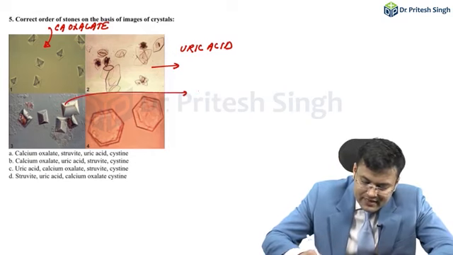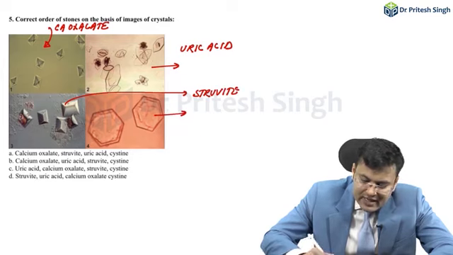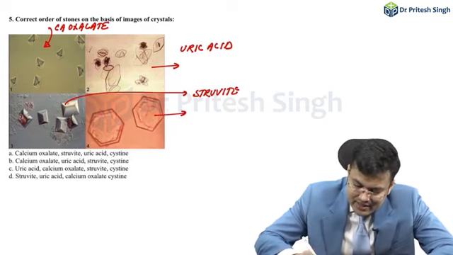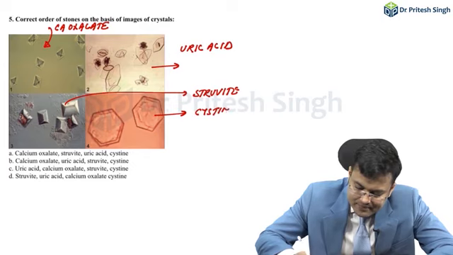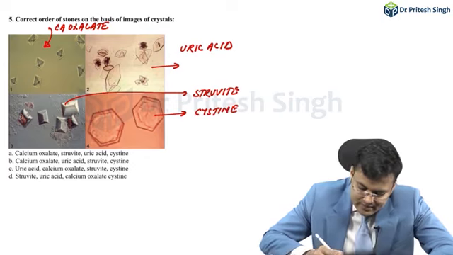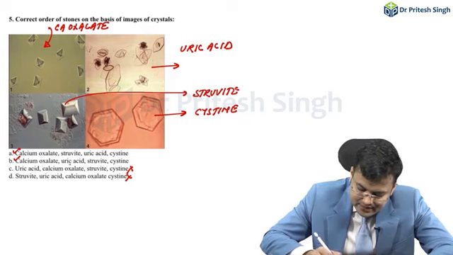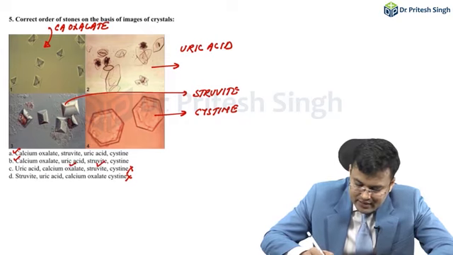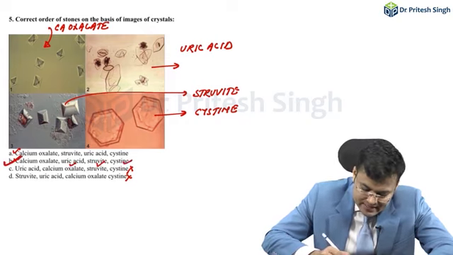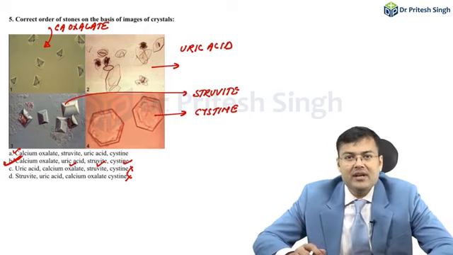This is coffin lid. It is seen in struvite. And this one is hexagonal or benzene ring shaped. It is seen in cystine. So which one is correct? These two are incorrect. First is calcium oxalate, second is uric acid, third is struvite, and fourth is cystine. So the correct answer for this question is B.